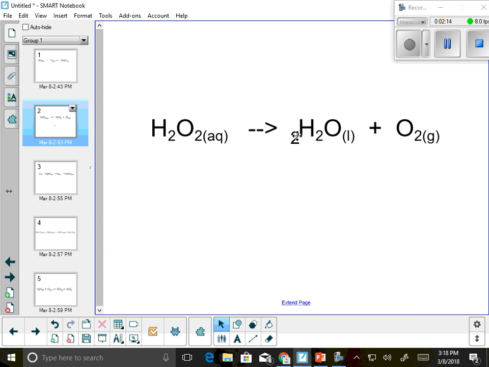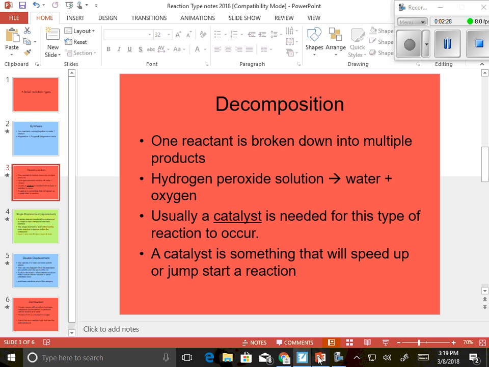First thing I'm going to do is put a 2 in front of my water, making this odd number of oxygens turn into an even number of oxygens. From there, I can put a 2 in front of the hydrogen peroxide as well, and my equation is all balanced.